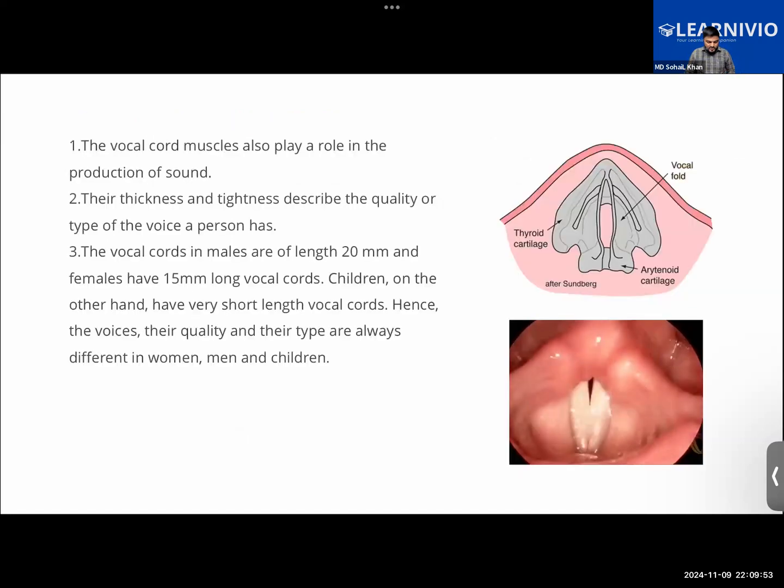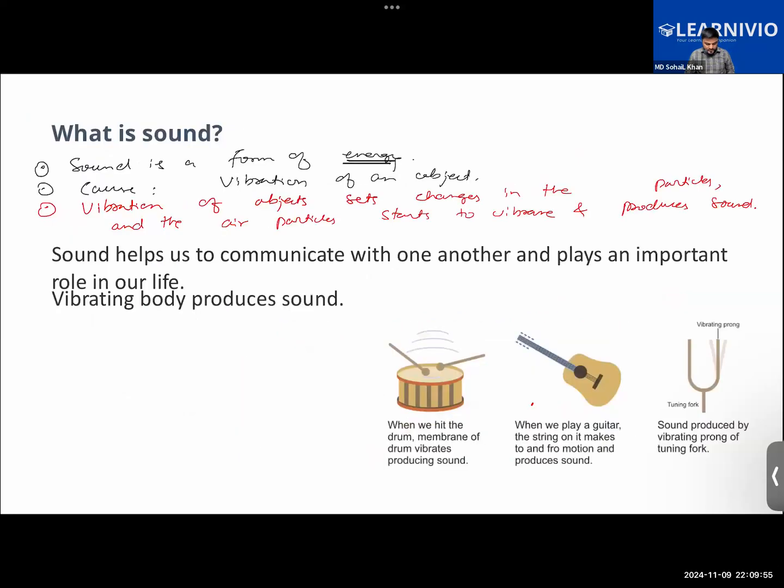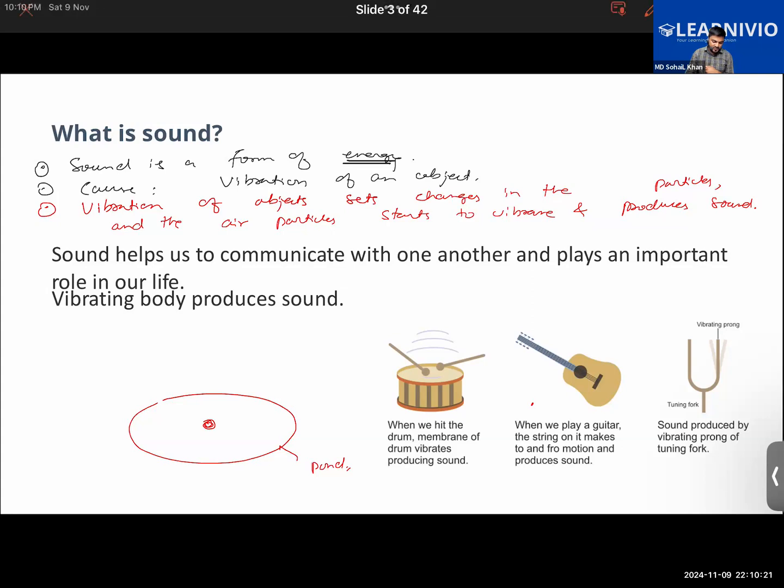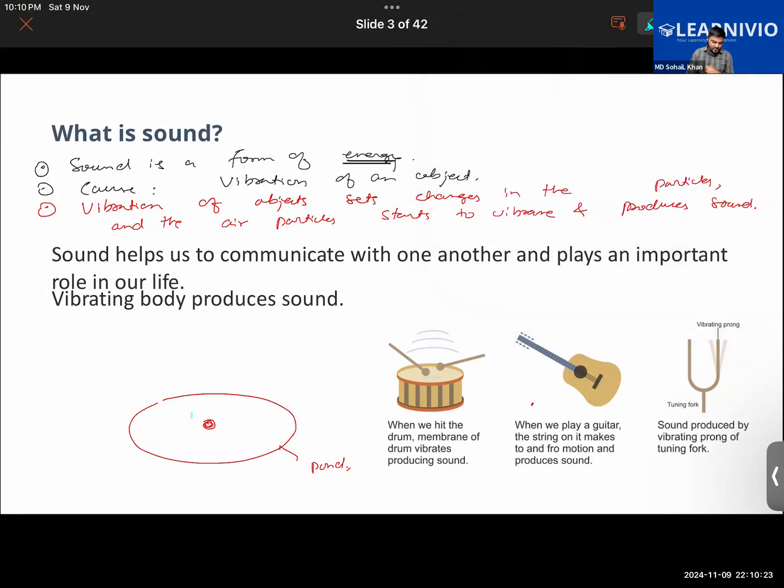Further, an important thing to learn about sound is that if something has to travel from one place to another, it has to travel in some way. For example, we know that light is a form of energy that travels in the form of waves. Suppose this is a pond, and you drop a stone in it. Ripples are formed, right? Water ripples are formed like this.